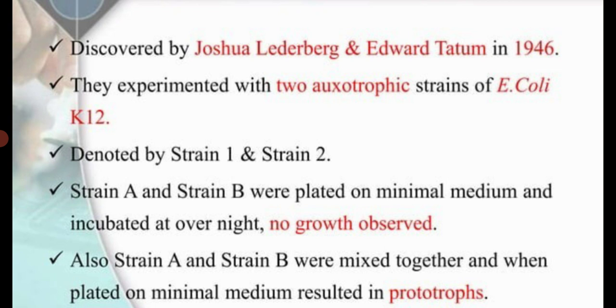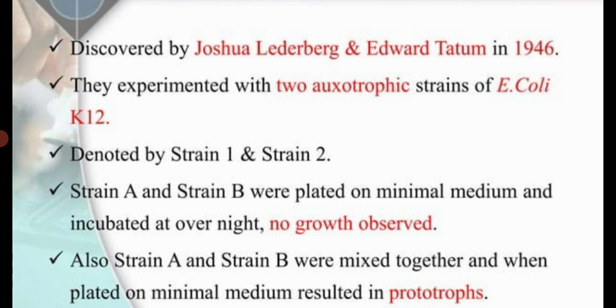So on a minimal media in which methionine is absent, such cells cannot grow. It means that the auxotrophic strains are mutated for genes which are responsible for the production of a particular amino acid or vitamin, and these auxotrophic strains do not grow on a minimal media, whereas the prototrophic strains are with intact genotype and they grow on a minimal media.